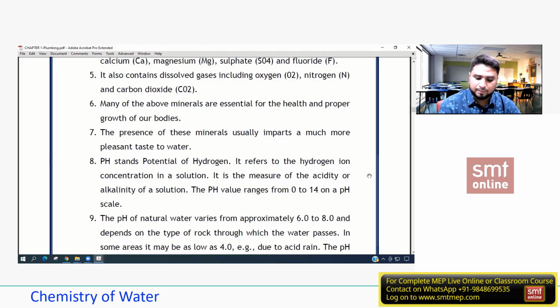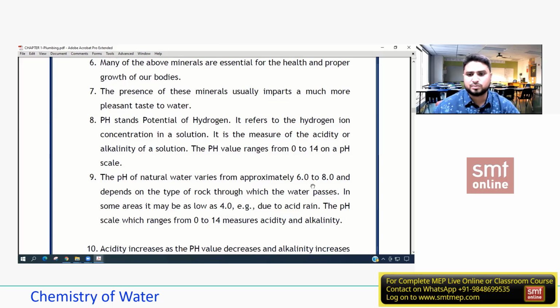Now that again depends upon the type of rock from where the water has been passing. Okay, we'll be coming to that. So once again, pH, potential of hydrogen, ranges from 0 to 14 on a pH scale. The pH of natural water, this is the rainwater, varies from approximately 6 to 8, and depends upon the type of rock it passes through. That means, for example, whenever rain occurs, where does the water go? In the ground, yes or no?